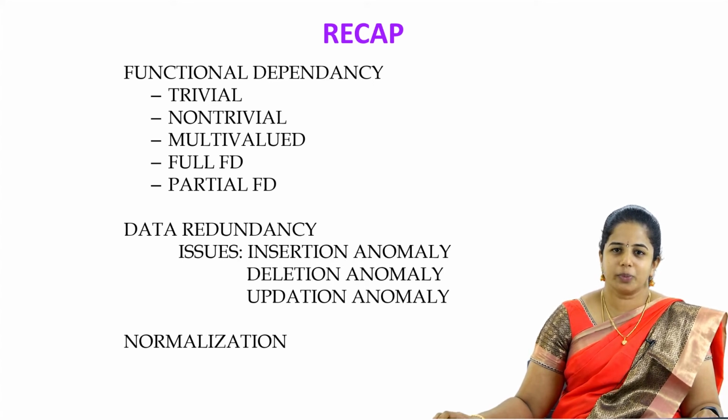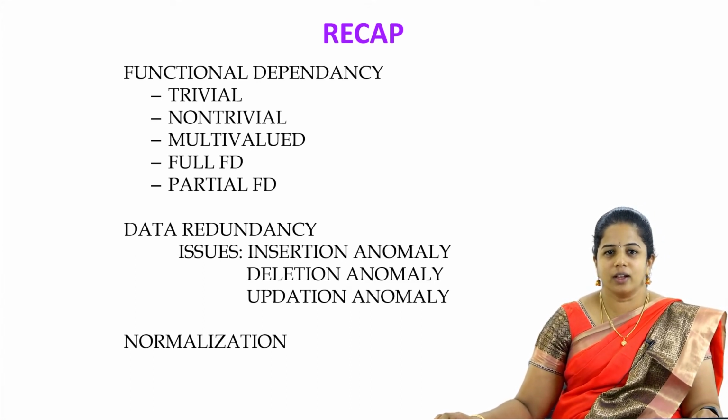A functional dependency does not exist in all relations. That is, if two attributes are said to be in functional dependency, one attribute uniquely determines the other attribute. Then only a functional dependency is said to occur. There are different types like trivial, non-trivial functional dependency, full functional dependency, partial functional dependency, and multi-valued functional dependency.